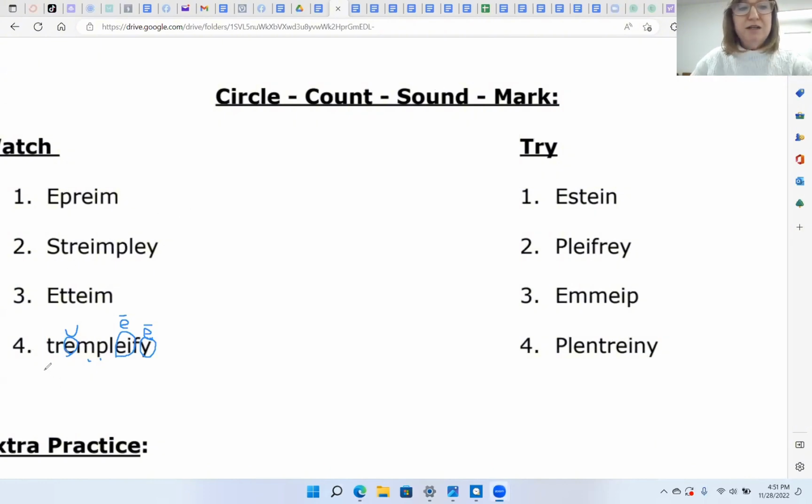So this word is p, o, e, s, e. This is a long one, so I'm going to go a couple sounds at a time. Tur, tre, trem, tremp, tremple, tremply, trempleef, trempleefy, trempleefy.